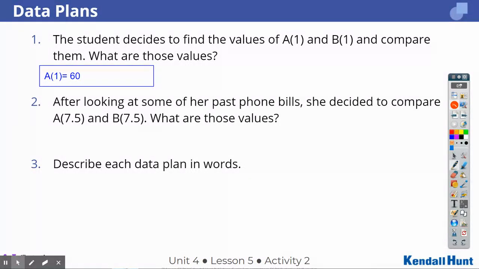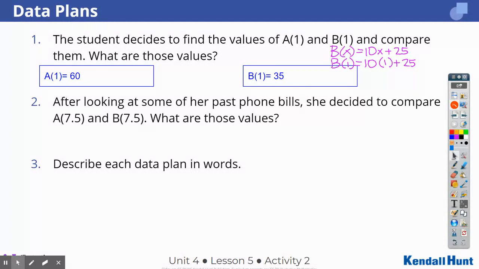For function B, B of X was equal to 10X plus 25. So we would just plug 1 into that function and solve. So B of 1 would equal 10 times 1 plus 25. And that would give us $35. So for 1 additional gigabyte, your plan would cost $35 for that month.